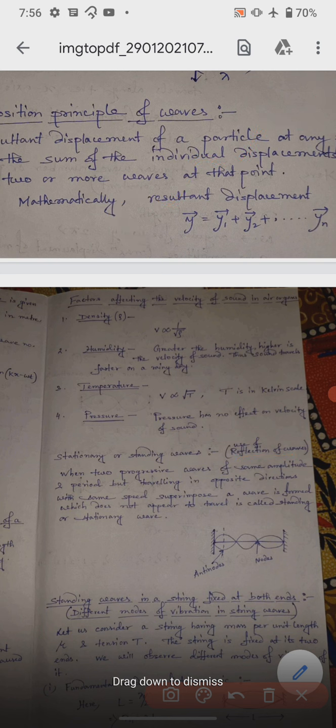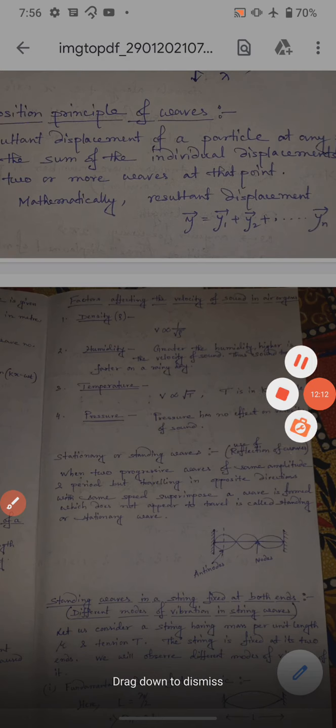Now, about reflection you have already studied in class 10. There it was reflection of light. There were two laws: the angle of incidence is equal to the angle of reflection, and the incident ray, the reflected ray, and the normal drawn at the point of incidence lie on the same plane. So here also, when we discuss sound waves, these two laws will certainly be followed. Now let us see how reflection produces a standing or stationary wave.